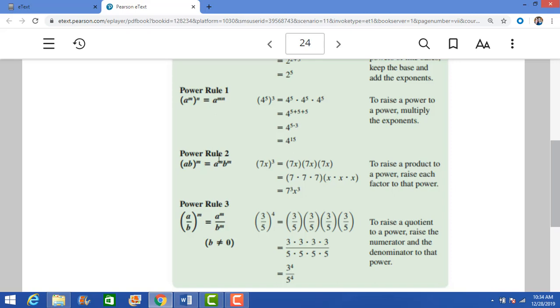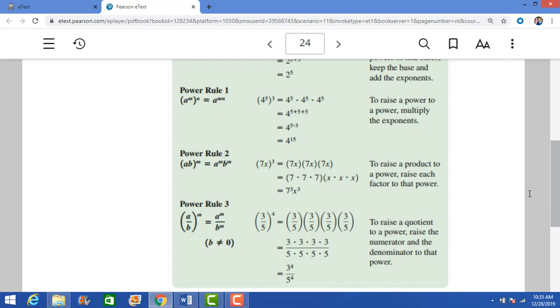Okay, and then the second power rule is more of a distribution rule, because if you have a product inside here raised to a power, so you have a times b raised to a power, this second power rule says that you can distribute the power to each factor. So you can write it as a to the m times b to the m. And of course, here's an example of where it works.